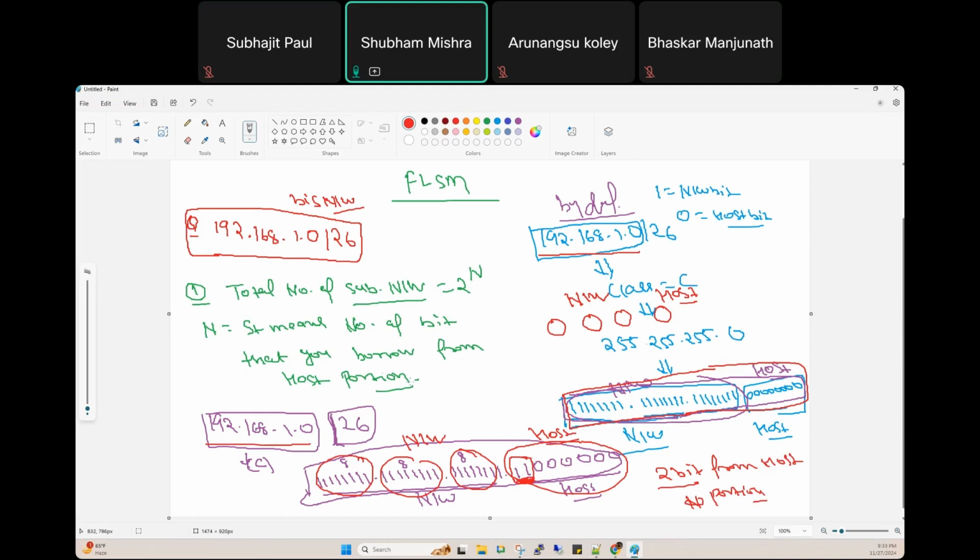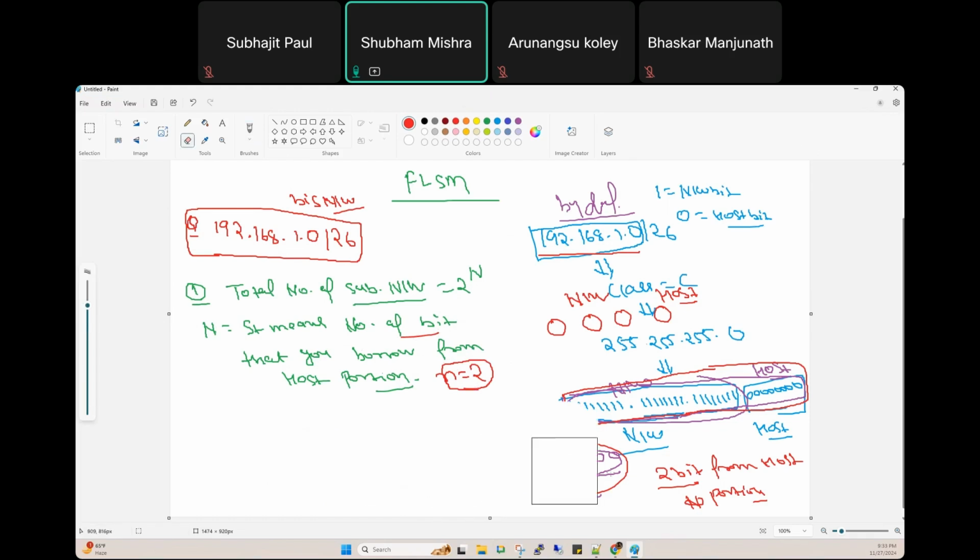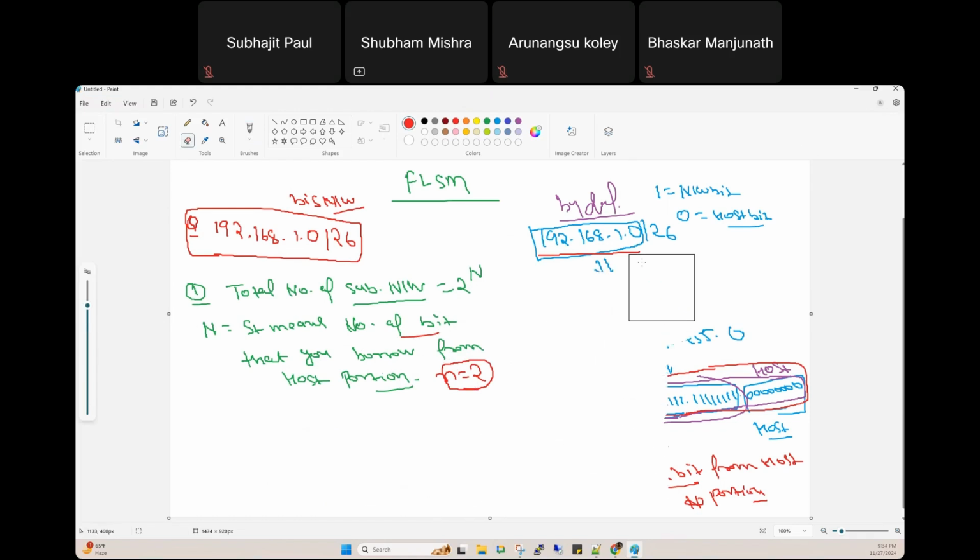It means the value of n is equal to 2. Getting my point? What does n mean, guys? N means the number of bits that you are borrowing from the host portion. And here we are borrowing how many bits? 2 bits. So that's the reason. What is the value of n, guys? The value of n is equal to 2. Is this clear to all of you?